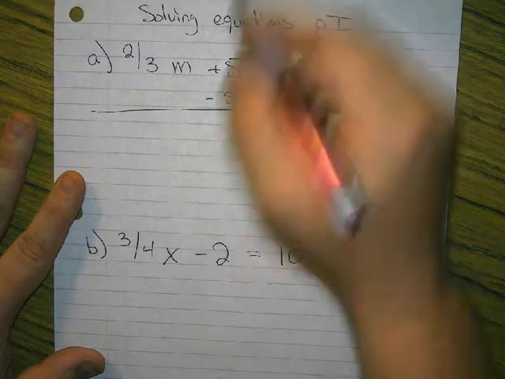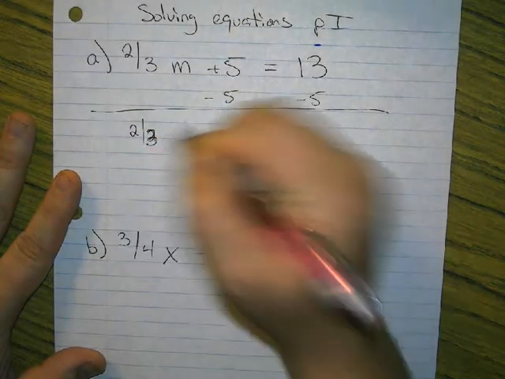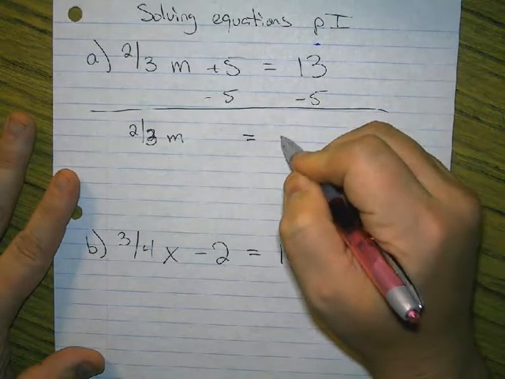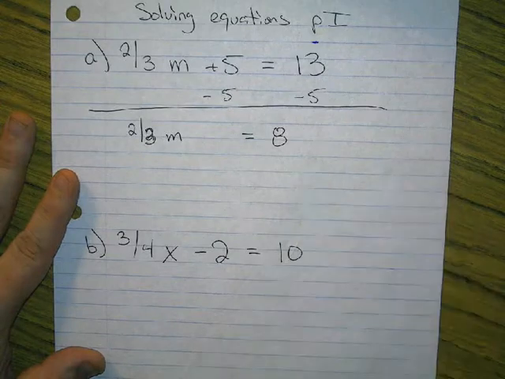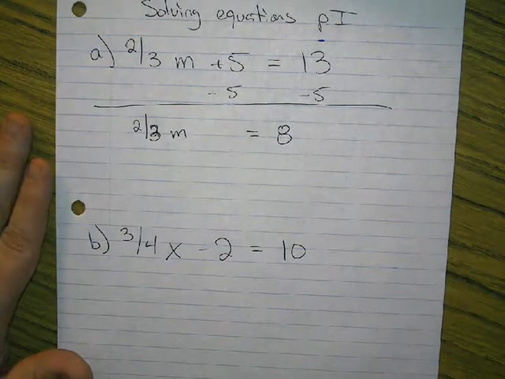When I do that, I have 2/3 m on this side, and on this side, 13 minus 5 would be 8. Okay?